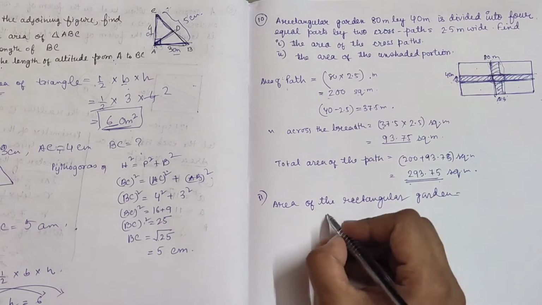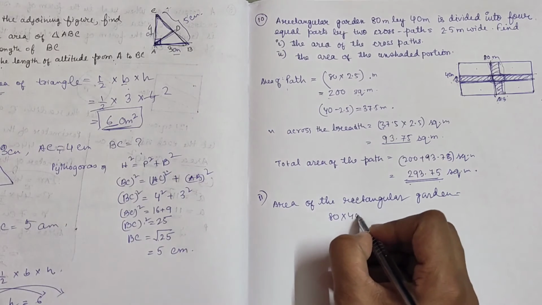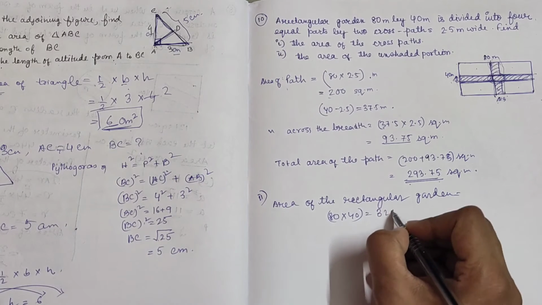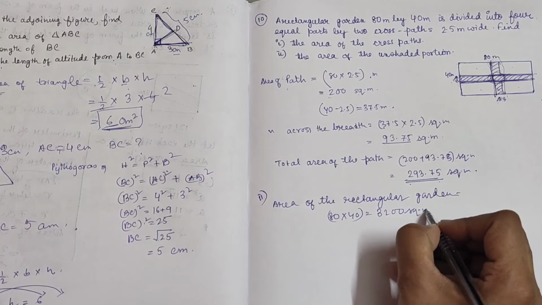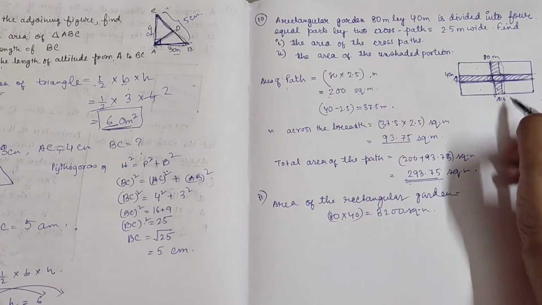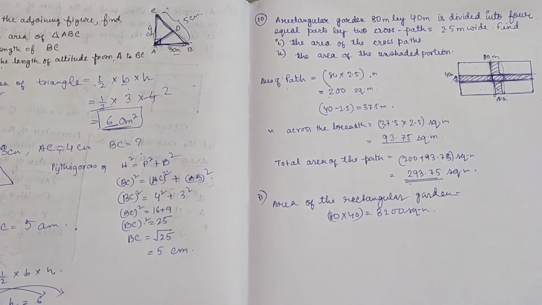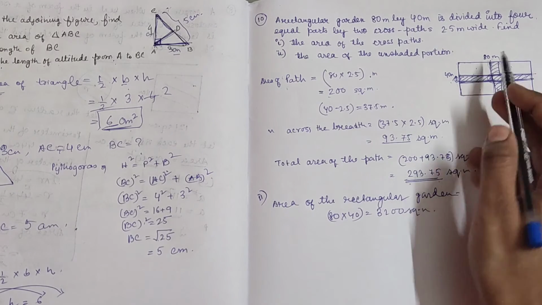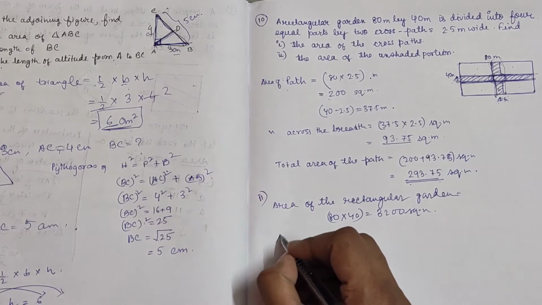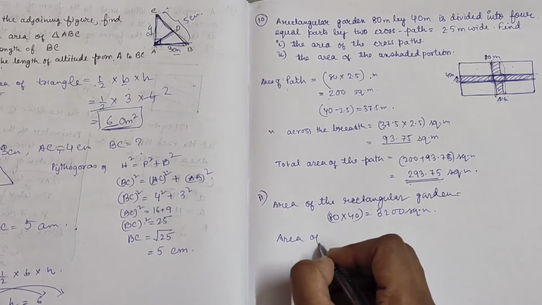What is length into breadth? Length is 80, breadth is 40. So it will be 3200 square meter. Now the total area of the path needs to be removed to get the area of the unshaded region. So area of unshaded region.